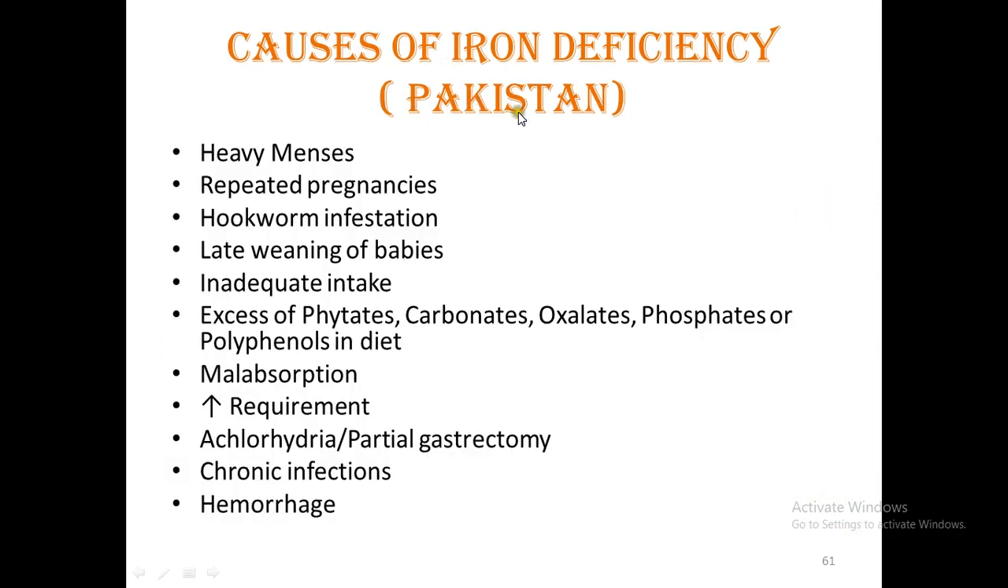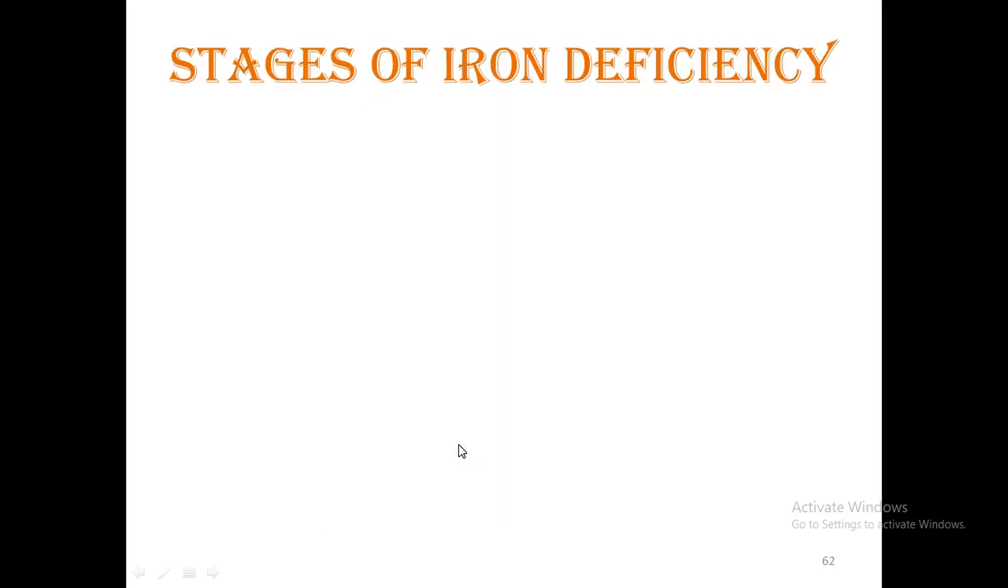In Pakistan, the major causes of iron deficiency are heavy menses, repeated pregnancies, hookworm infestation, late weaning of babies, inadequate dietary intake due to poverty, excess of phytates, carbonates, oxalates, phosphates or polyphenols in the diet, meaning excess of tea, excess of fiber in vegetable products taken in the diet, malabsorption, increased requirement, achlorhydria, partial gastrectomy, chronic infections, hemorrhages. All these are causes of iron deficiency in Pakistan.